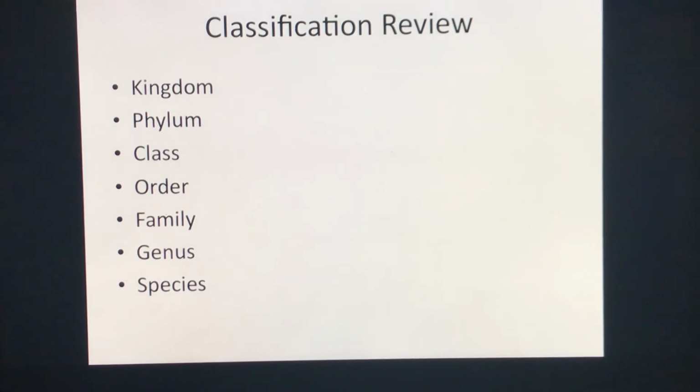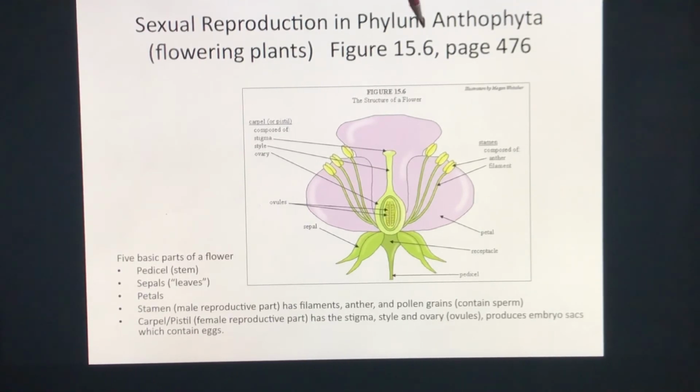All right, so this is just a little slide I threw in myself. It's a review of our classification system, and just to show at the broadest term, it starts at our kingdom, then it gets more specific: phylum, class, order, family, genus, species. And so I just wanted you to understand that when we're looking at this word phylum, we're referring back to that classification system. So here we have sexual reproduction in the phylum Anthophyta, in other words, flowering plants. And we're going to look in detail at this figure 15.6.